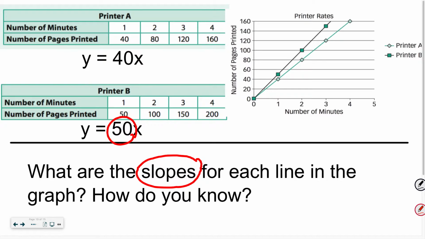Good. And how can you prove that on the graph? For every 1 minute that passes, our line is moving what? Let's look at printer B, the dark squares. We start at 0. For every 1 unit over, how much are we going up? 50. So that's your slope. And then again, from there, if we go from 1 to 2, for every 1 unit over, we're going another 50 up. So that's actually how you can find the slope, we're going to talk tomorrow and next week on how to find it. But if you know the unit rate and the slope are the same thing, you're way ahead of the game.